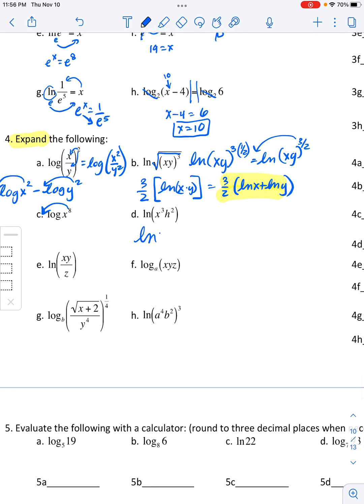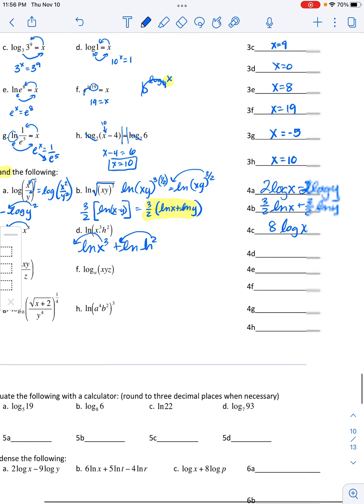Here I have two things that are multiplied together. So I'm going to separate my x cubed and then the ln of h squared through addition. And I'm going to drop each power down in front. So that would be 3 ln x plus 2 ln h.